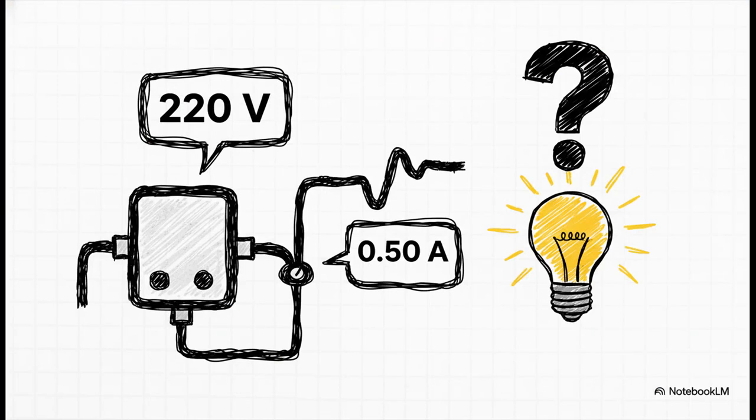An electric bulb is connected to a 220-volt generator. The current is 0.50 amps. The question asks, what is the power of the bulb? So the first step is always to write down the information that is given to us. We have V equals 220 volts, and I equals 0.50 amps. We need to find P.